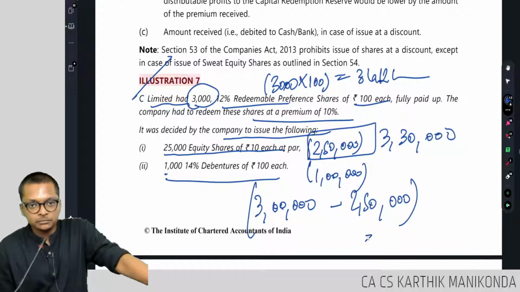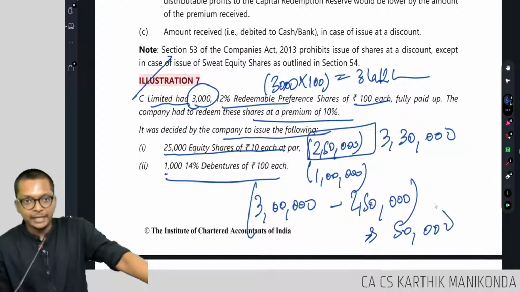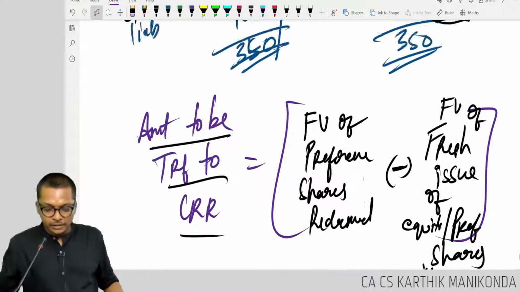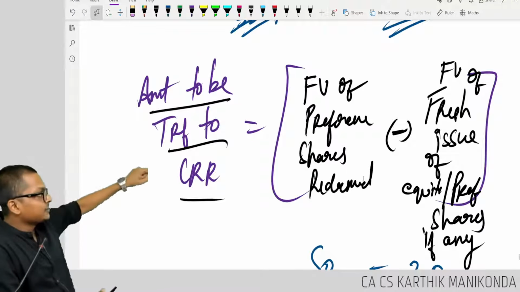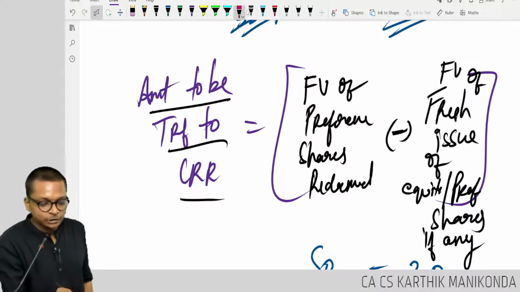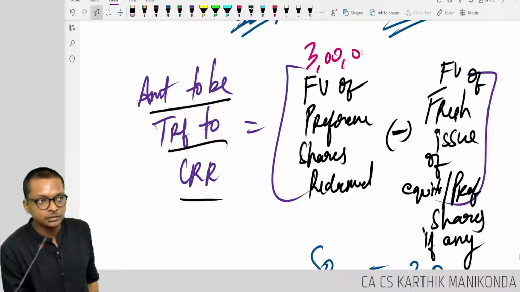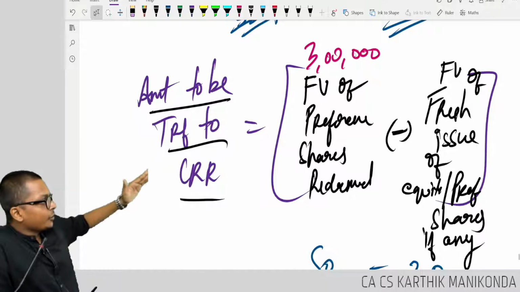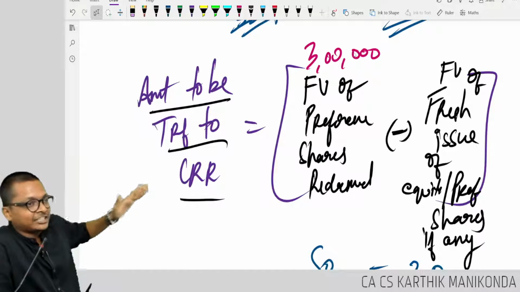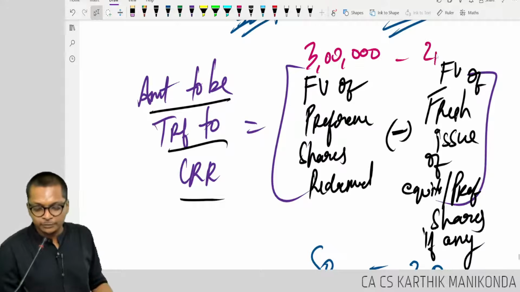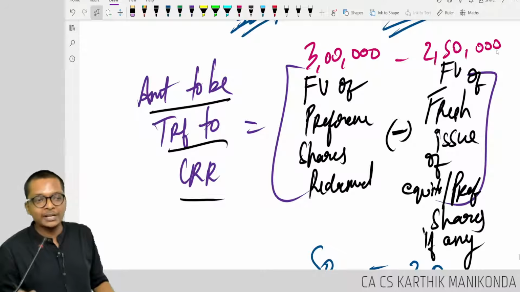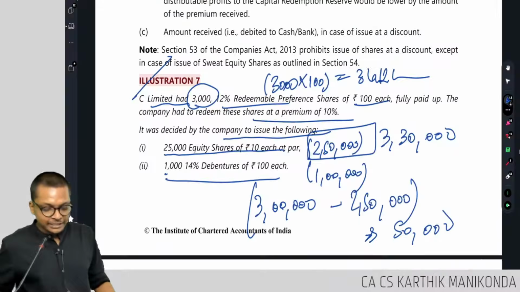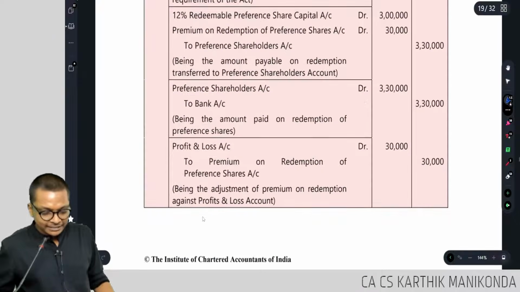So how much to CRR? I told take only fresh issue of what? Look at my notes. You will compute face value of preference shares redeemed. In this question, what is the face value of preference shares? 3 lakhs minus, look at the notes, face value of fresh issue of equity or preference shares, if any. In this question, what is the face value of equity shares? 2 lakh 50. So how much for CRR? 50,000. Let's go check if they transferred 50,000 in the last entry.